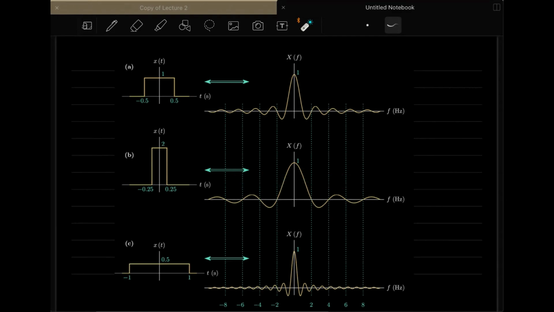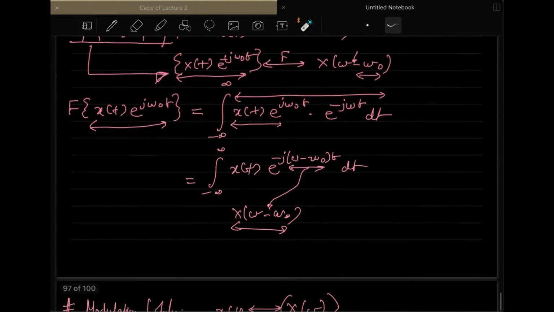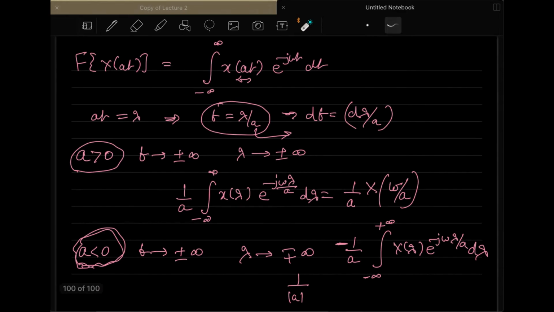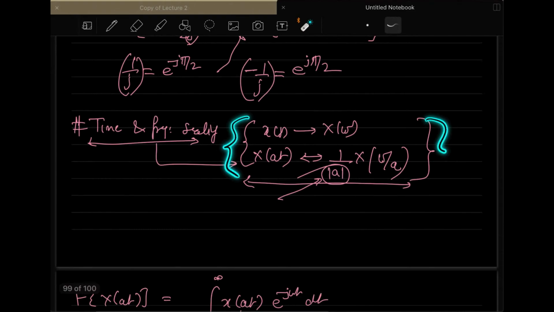So that day when I was giving you this example, it was actually a direct implication of this property, which we call the time and frequency scaling property. So the phenomenon that you were observing in the last example is directly based on this interpretation of this particular property.